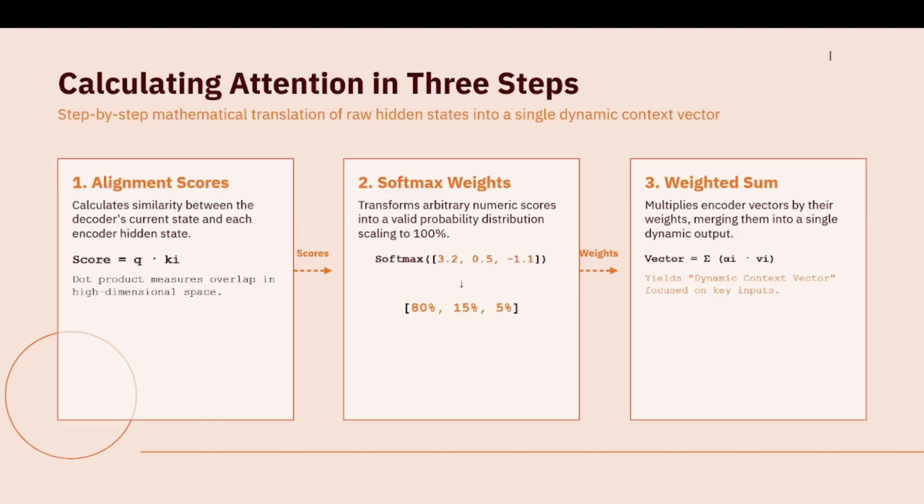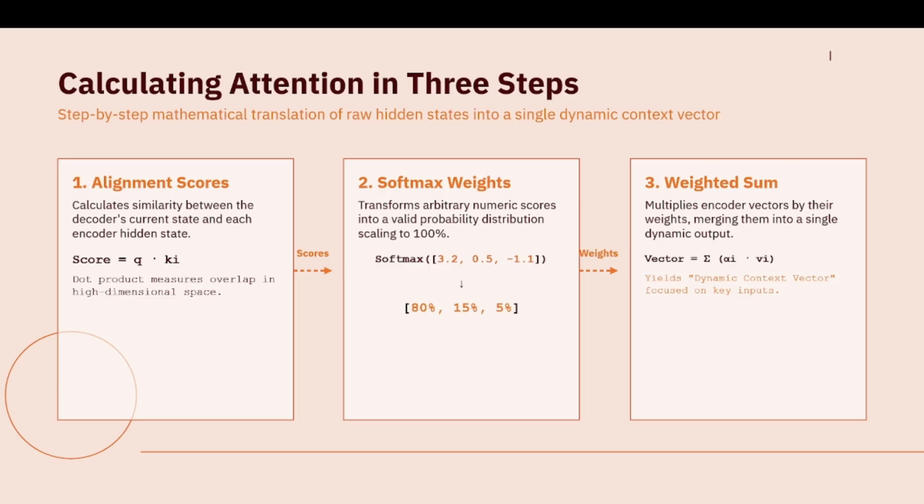Second, we take those raw similarity scores and run them through our old friend Softmax, if previous videos mentioned Softmax. This turns the scores into a clean probability distribution where all weights add up to 100%. Maybe word 1 gets 80% of the focus, word 2 gets 15%, and word 3 gets 5%.